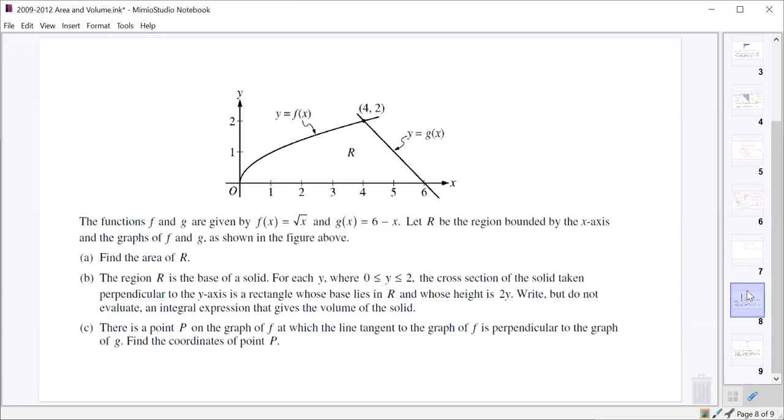But I'll give you guys the time right now to work on it. So please don't leave, even though some people have been leaving. Please don't leave, and stick around and finish this one up. And you'll note that part C is, once again, not an area or a volume thing. So ready, go.